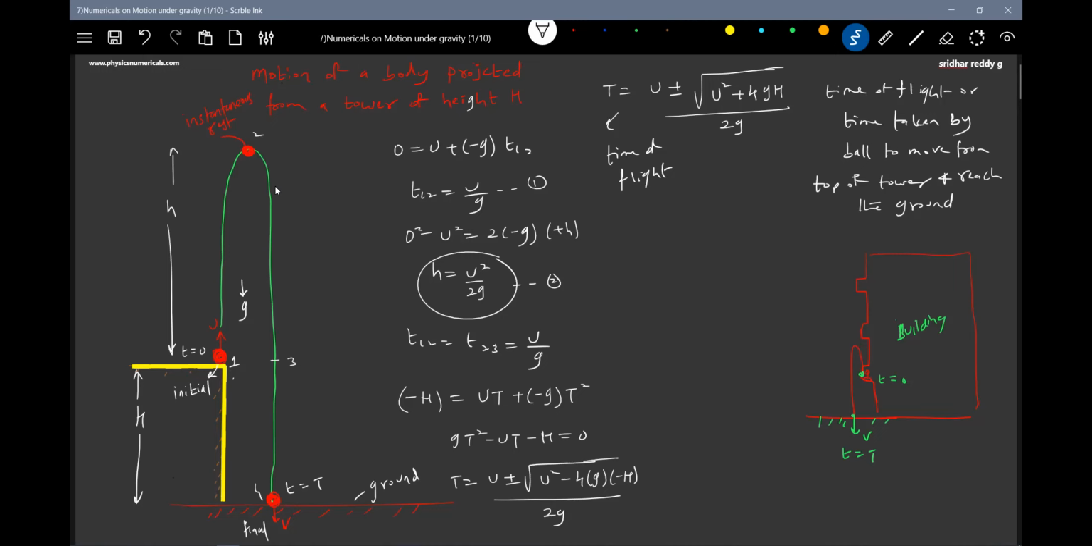With what speed will it strike the ground? That we will also calculate: v squared minus u squared equals 2 times minus g times minus h. Very, very important. I'm really interested.